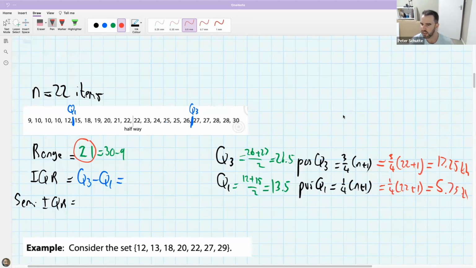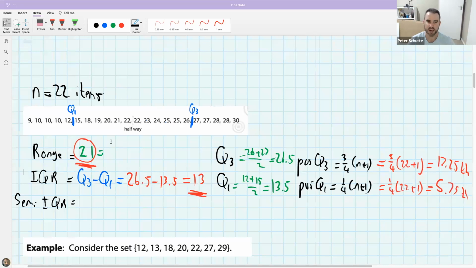A lot of people are saying 11 or 11.5. Let's see what I get for my interquartile range. So I get 26.5 minus 13.5, which is 13 for me. So I get 13 for my interquartile range. And what that means is that the middle 50% of the data is sitting within 13 units of spread. That's the middle 50%.